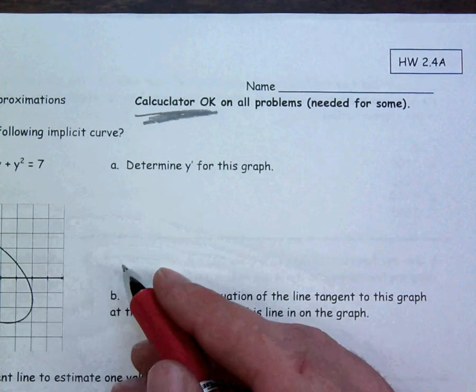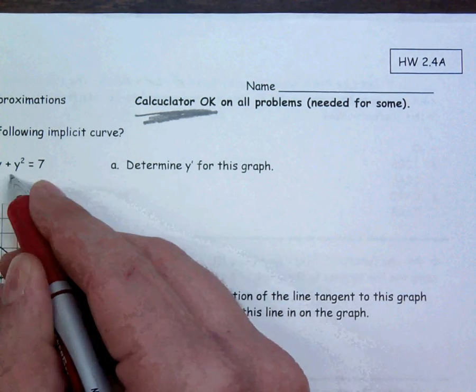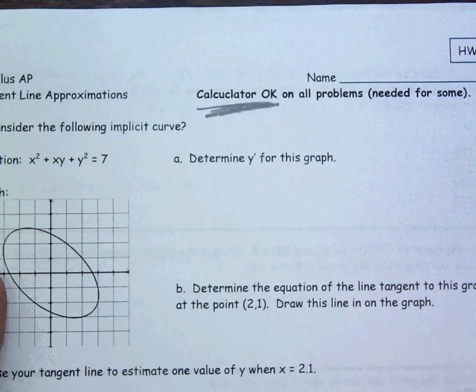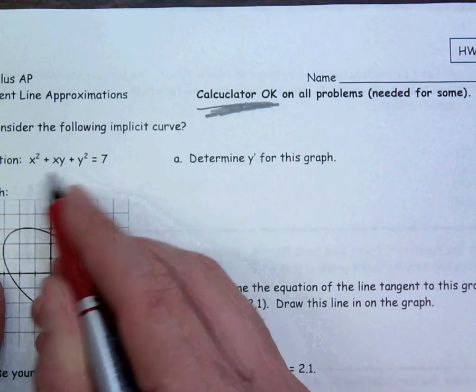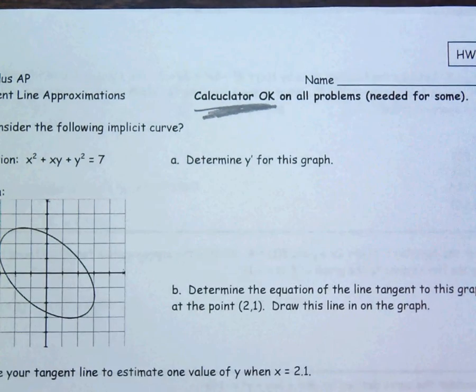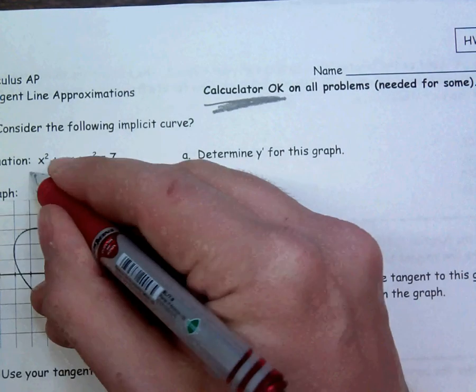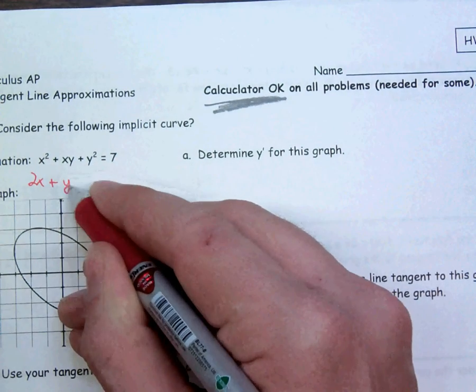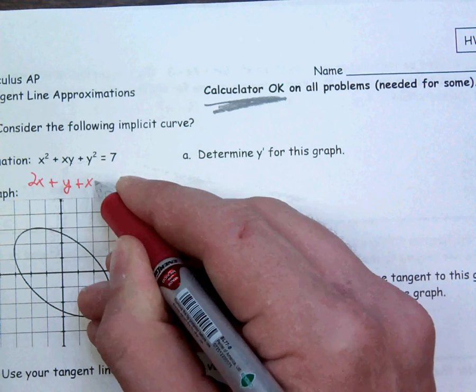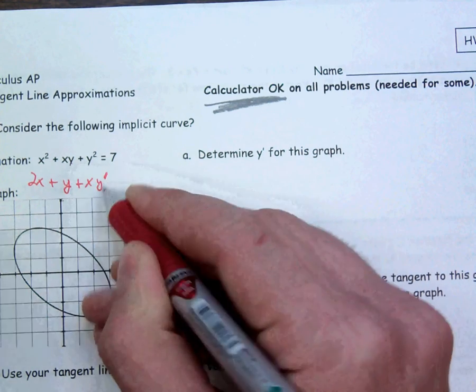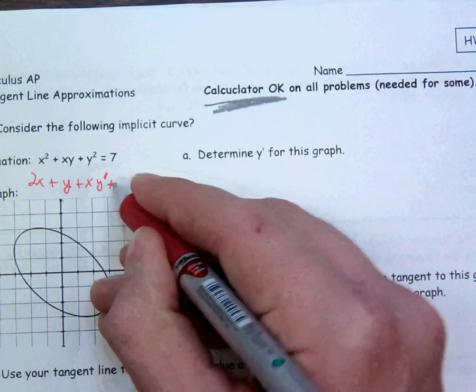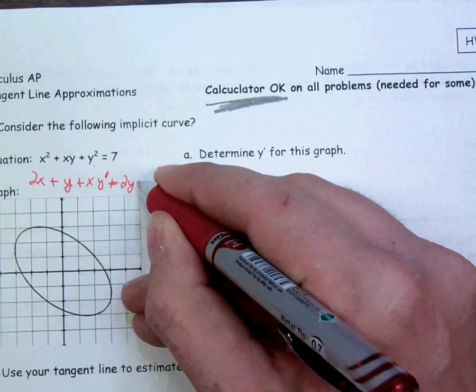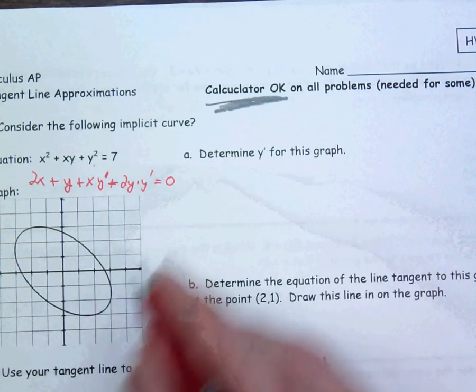I'll do one, determine y prime. So we need to use implicit differentiation to find this. You should be able to tell that automatically just because there's y's all over the place. So the derivative is going to be 2x plus, here's a product rule, the derivative of the first times the second, plus leave the first alone, times the derivative of y is y prime, plus the derivative of y squared is 2y times y prime equals 0.